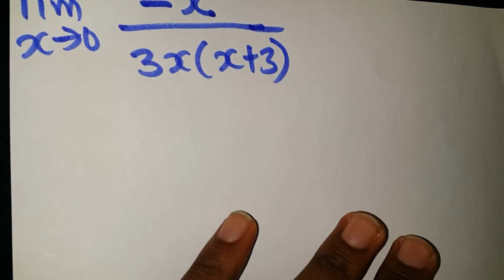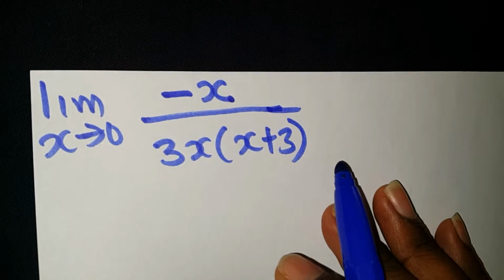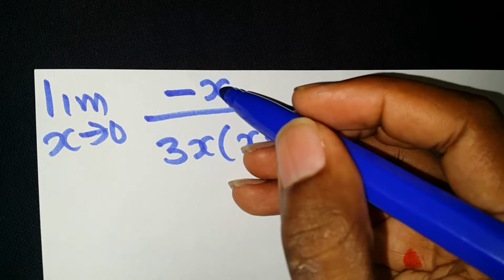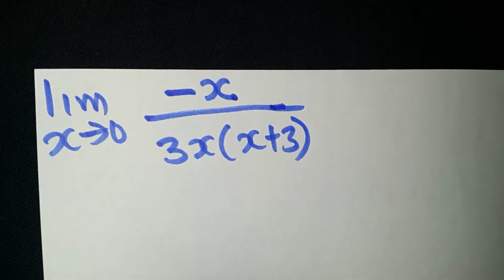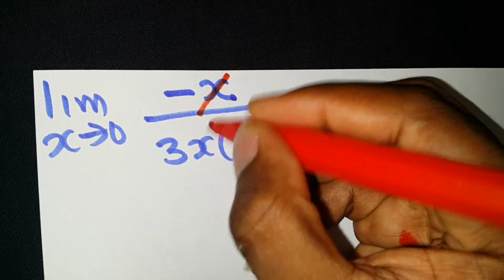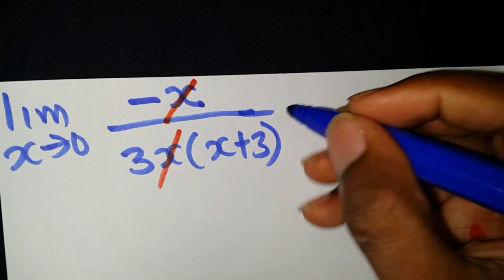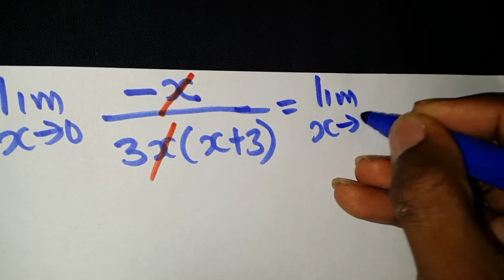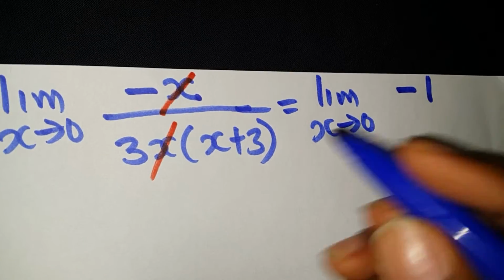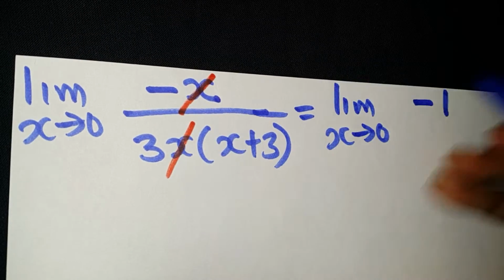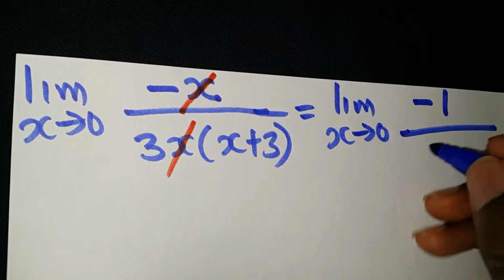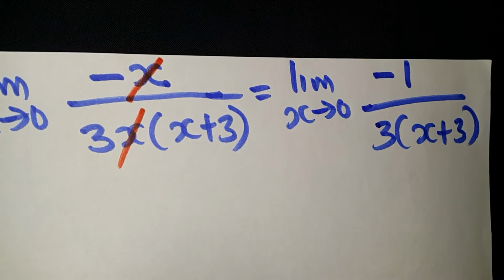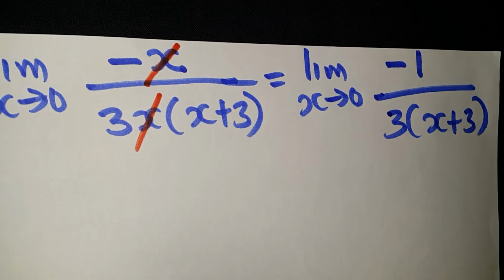Can throw this away. So we have x here, we also have x here, we have x here, we have x here. So this x will cancel with this x. What do I have left? I have limit x tends to 0 of minus 1, because x here goes here one time. So minus 1 divided by 3x plus 3. So this is what I have so far.